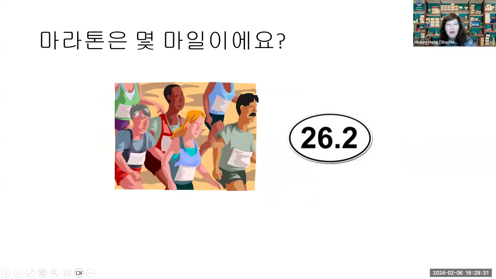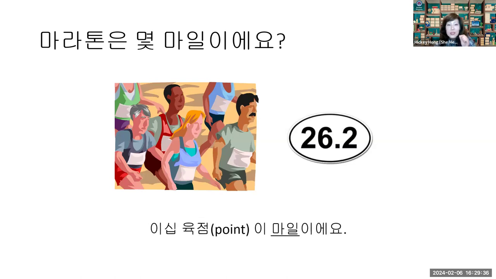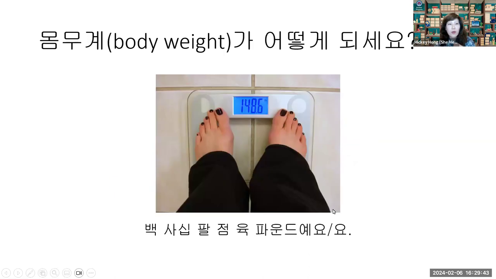27,521. Okay. 마라톤은 몇 마일이에요? How many miles is a marathon? When there's a point, it's 점. 26.2 마일이에요. Point is 점 in Korean when you're reading a number.